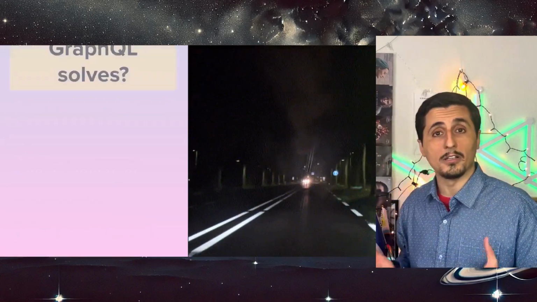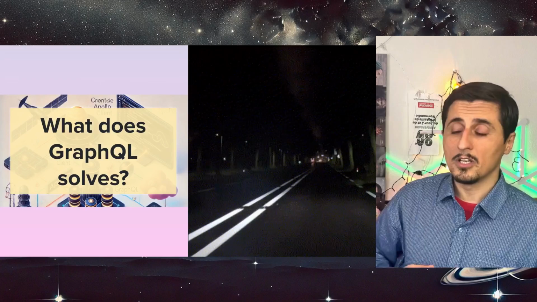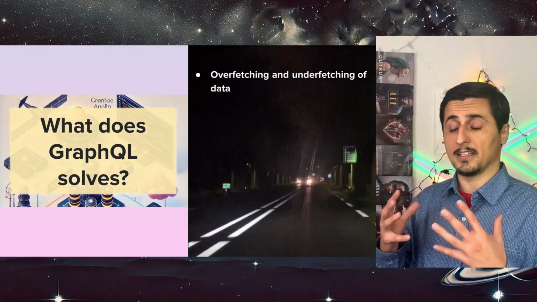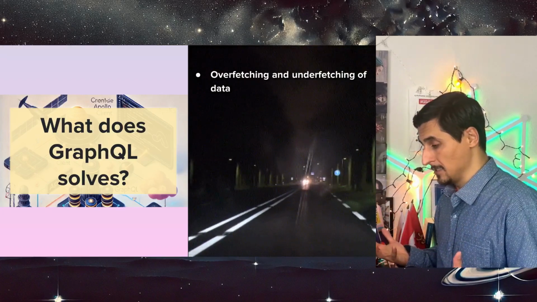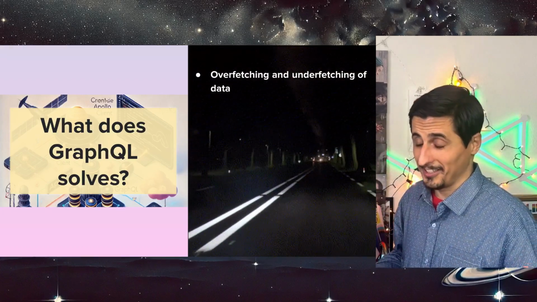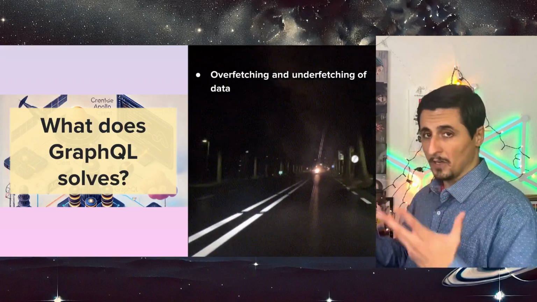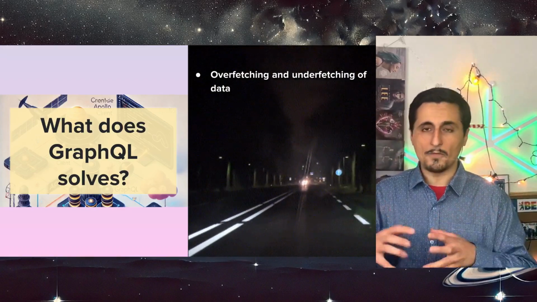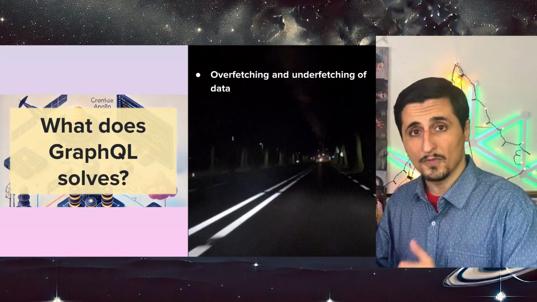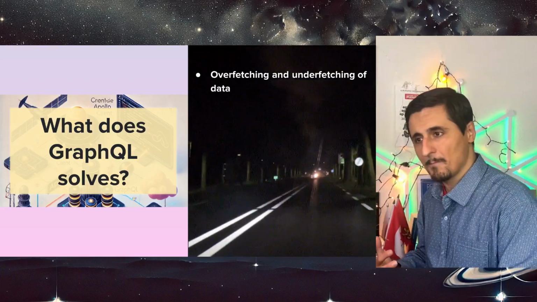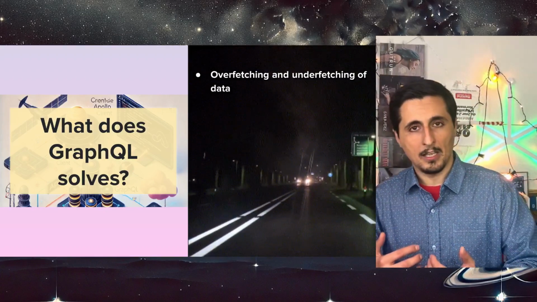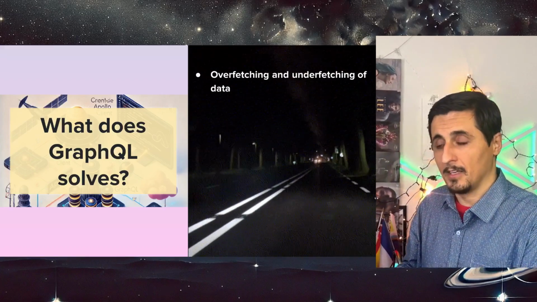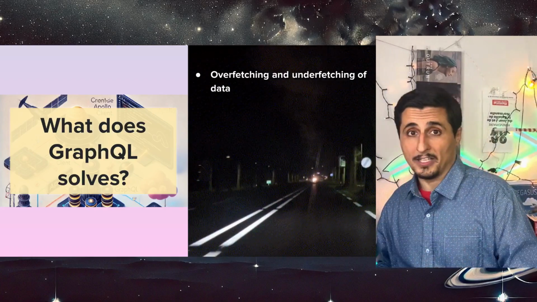So what does GraphQL solve? GraphQL solves the overfetching and underfetching of data. What this means is that in GraphQL you have one endpoint, but if you have different functions that return a very extensive object with several different fields, and under those fields you have more fields, you can specify in the payload of the request the fields that you want to get. And that overcomes the problem of overfetching.